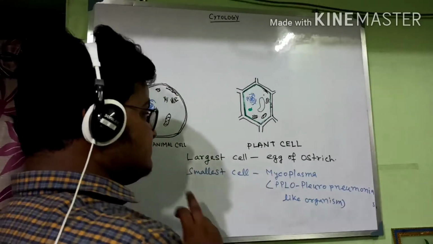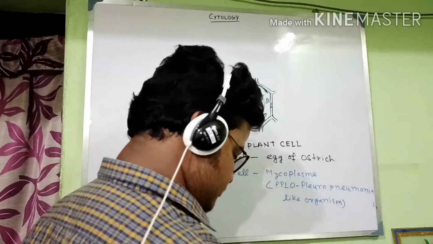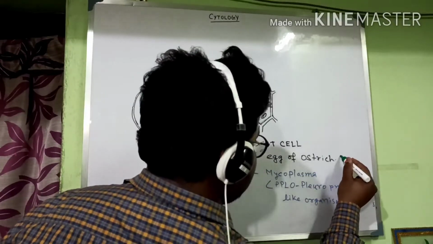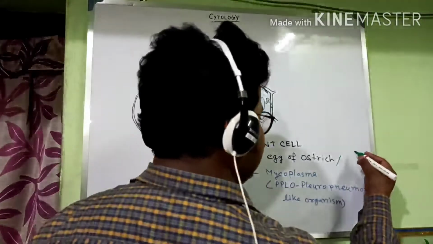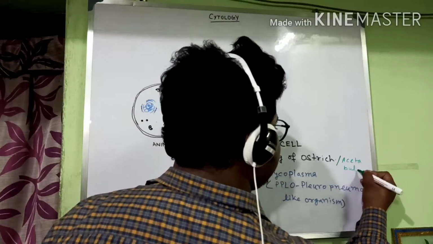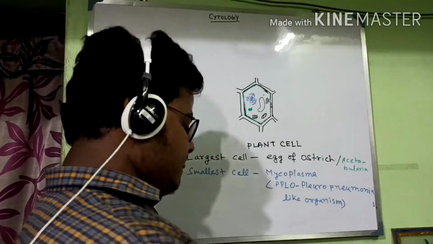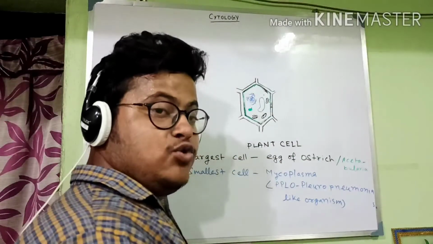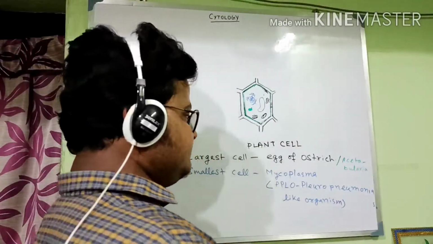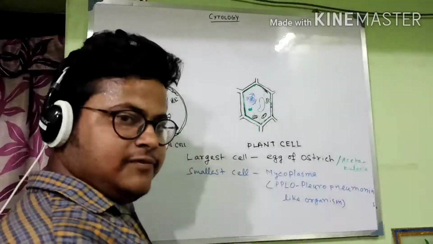And what is the largest plant cell? I just forgot to write it here, sorry for this. The largest plant cell is Acetabularia. Acetabularia is a unicellular green alga, a member of the Chlorophyta. It is the largest plant cell.